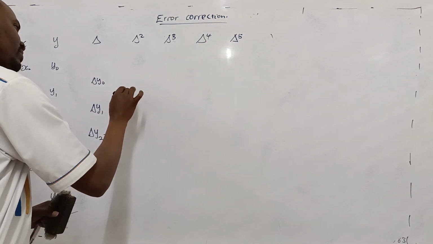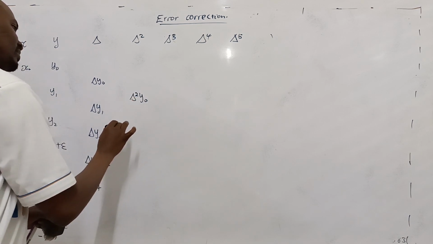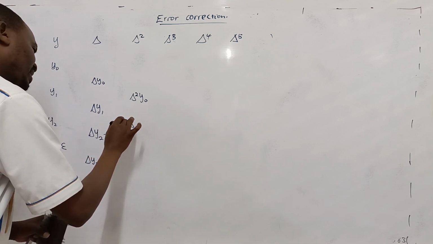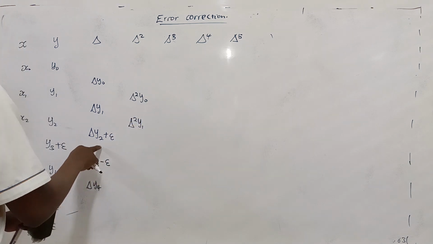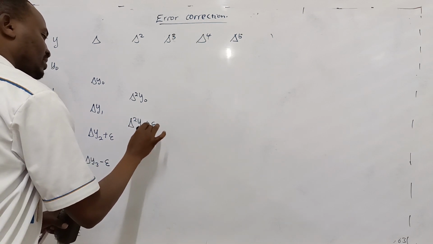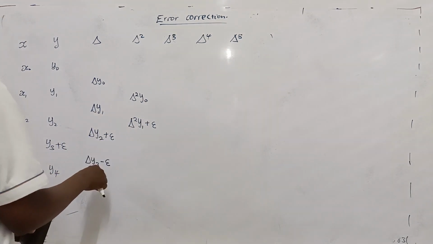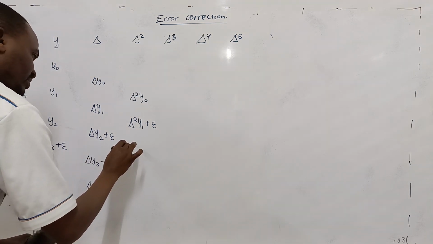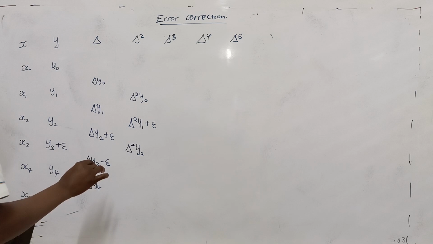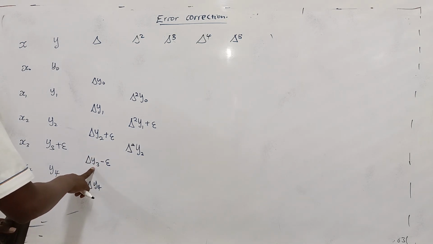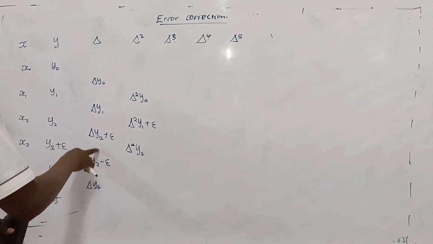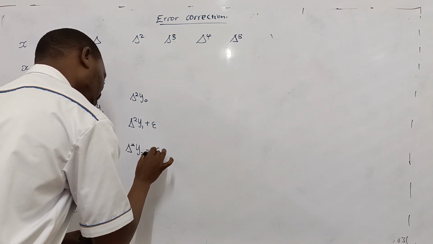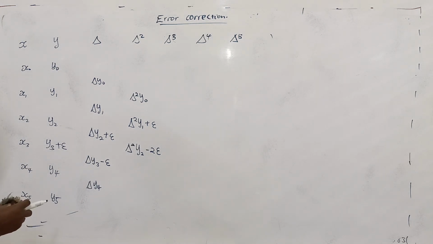This will be second forward difference of y0. This value and this value here would normally have given us second forward difference of y1, but there will be plus an error, because it is this value minus this, so the error will be positive in this case. Now, if we take this value, it will give us second forward difference of y2, but it is this value minus this value. So this error is negative, and this error is also being subtracted. So there will be minus 2 epsilon.